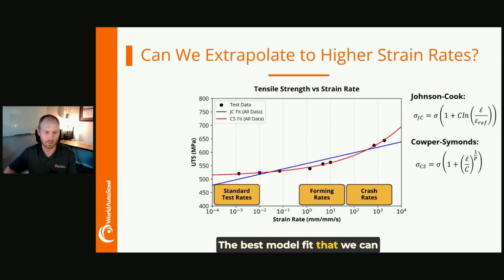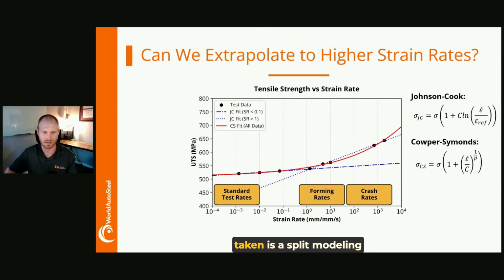The best model fit that we can do, the best alignment, obviously occurs when we use data from all the strain rates. So when we incorporate all of the data into the curve fit, we see the best alignment. The Johnson-Cook model still doesn't have the best alignment just simply due to its form. So another approach that can be taken is a split modeling approach, where you can take the data from lower strain rate tests to model lower strain rate phenomena and vice versa.